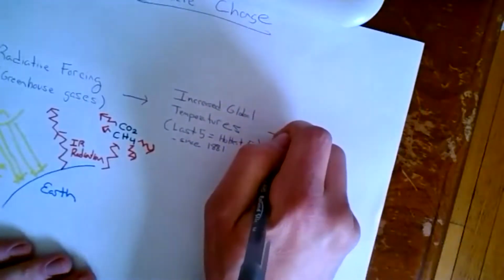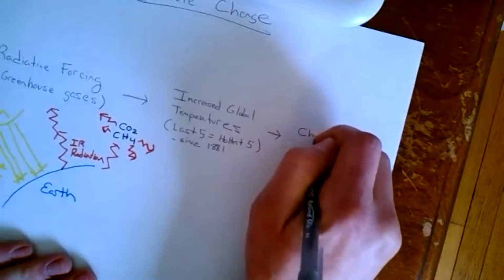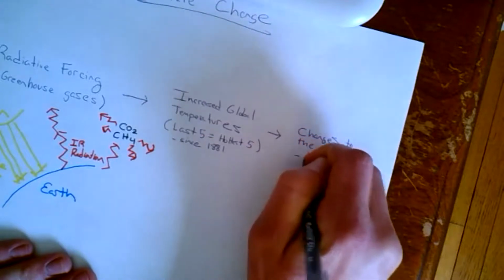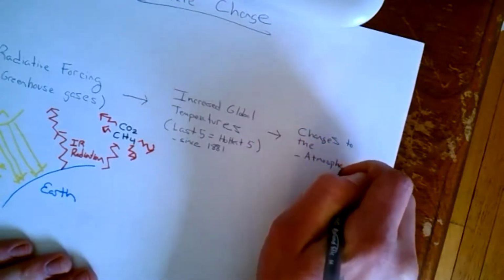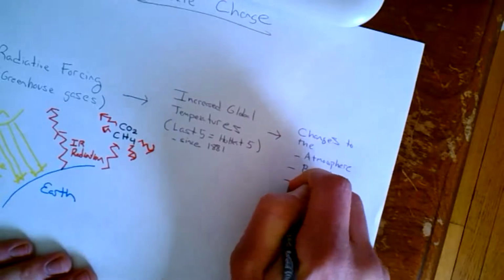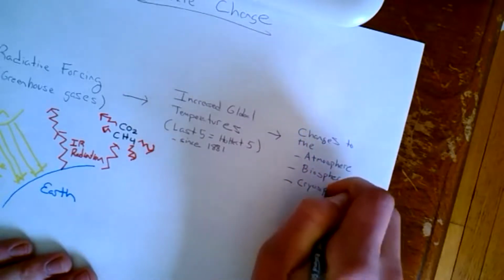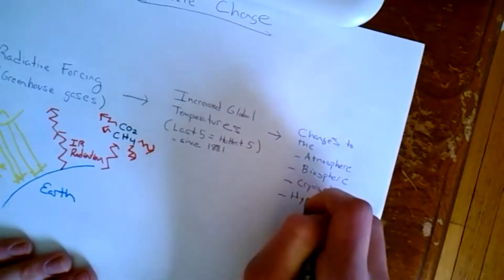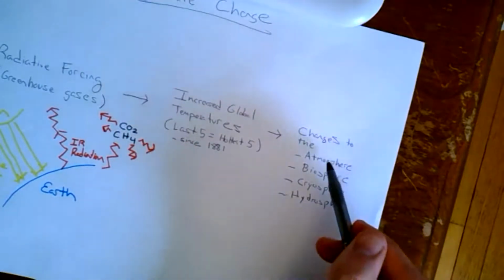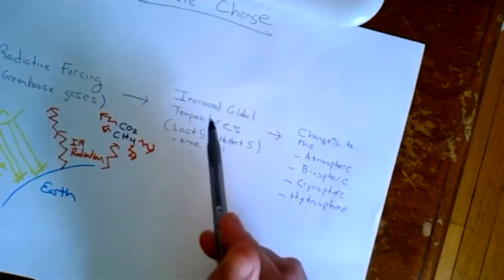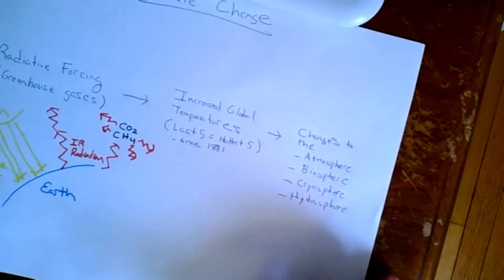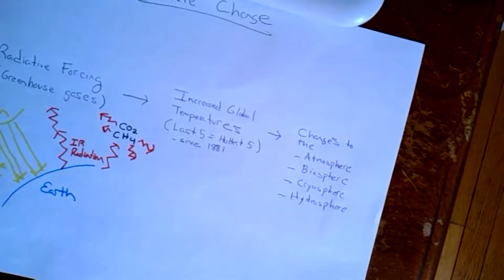These increased temperatures are leading to changes to the atmosphere that we'll look at, the biosphere, the living things, the cryosphere, the ice, and finally the hydrosphere, the water. Everything on Earth, the atmosphere, the biosphere, the cryosphere, the hydrosphere, are all changing because of this temperature change. Some of those changes actually, we're going to learn, are fine. Some are quite worrisome though.